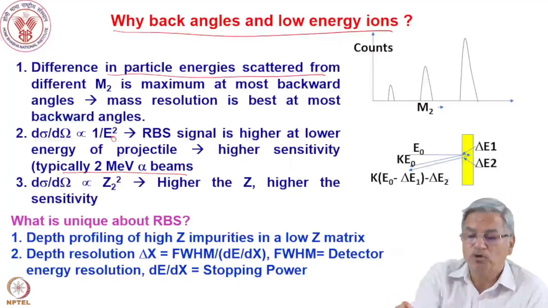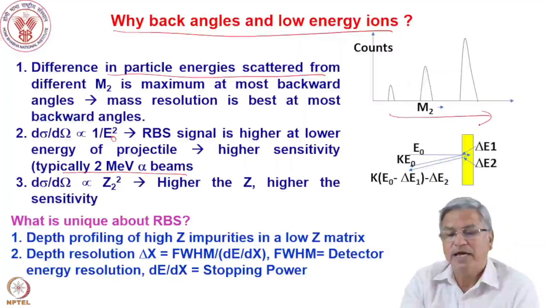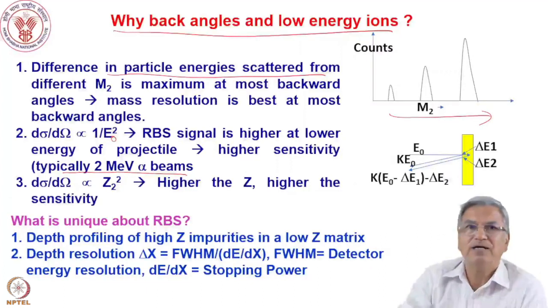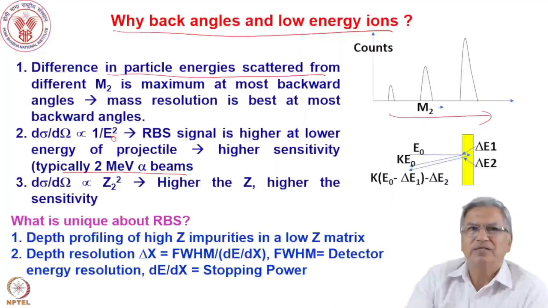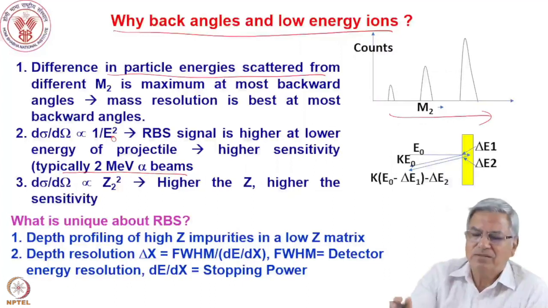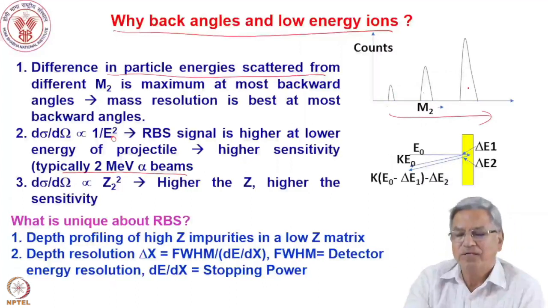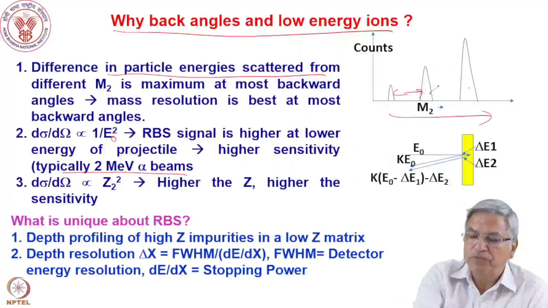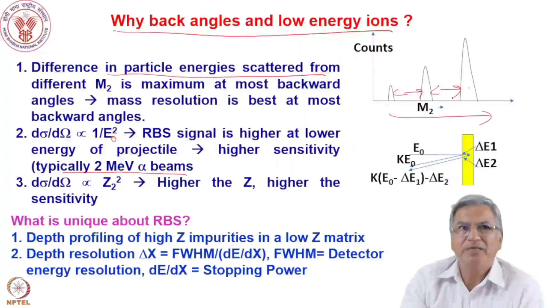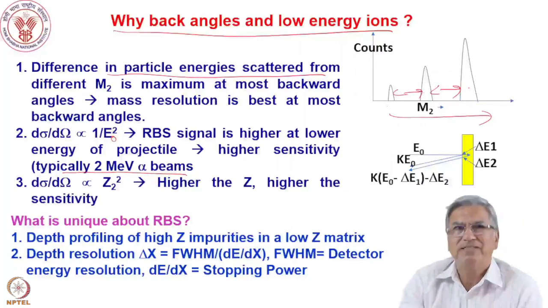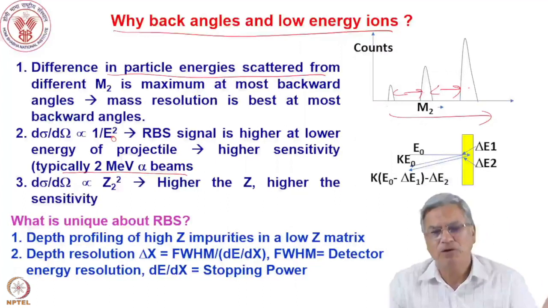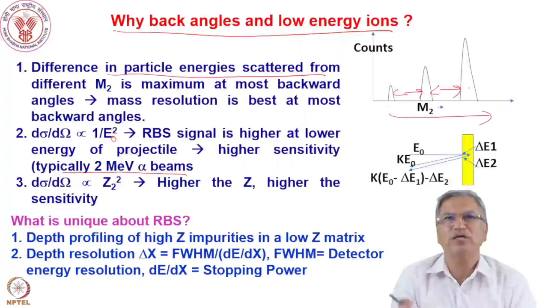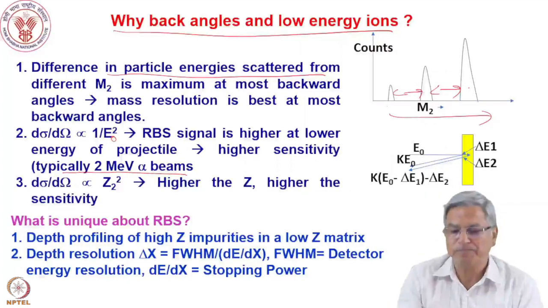So you want to resolve, for example, what I have shown here, different M2s in the spectrum. If you record the charged particle, the projectile spectrum, at the back angle, then you will see here low mass, higher mass, higher mass. The gap between these different masses will be maximum at the most backward angle. So the mass resolution is best at the most backward angle. Otherwise, at forward angles, they will all merge together. The gap will reduce, so you cannot resolve them, and they may start overlapping.